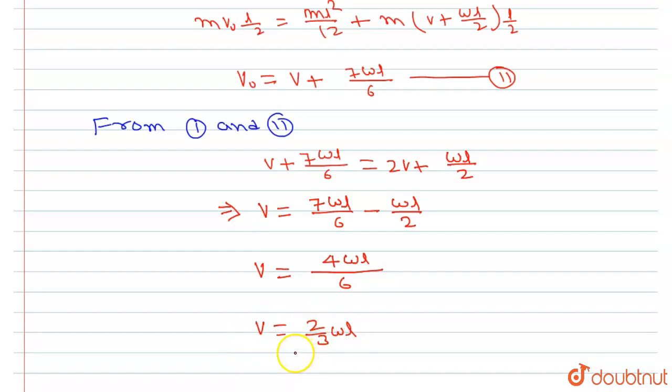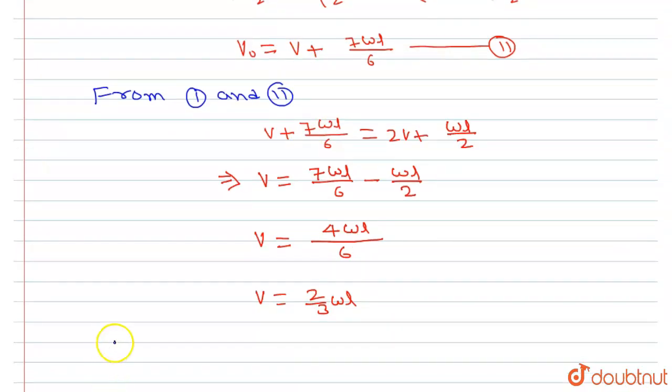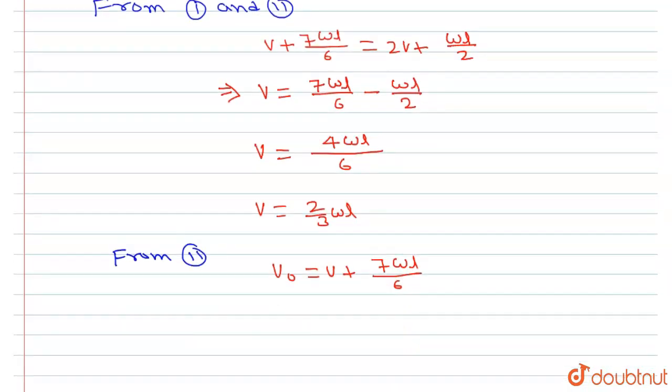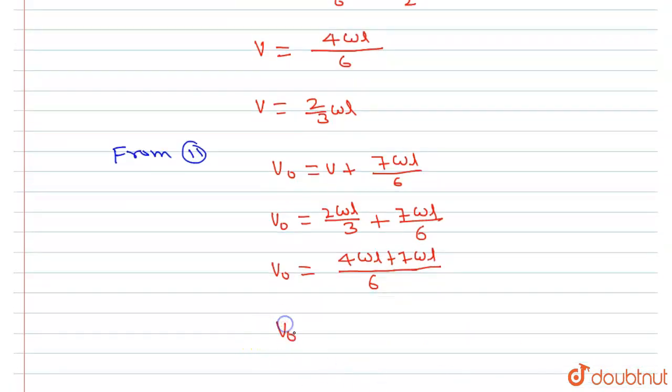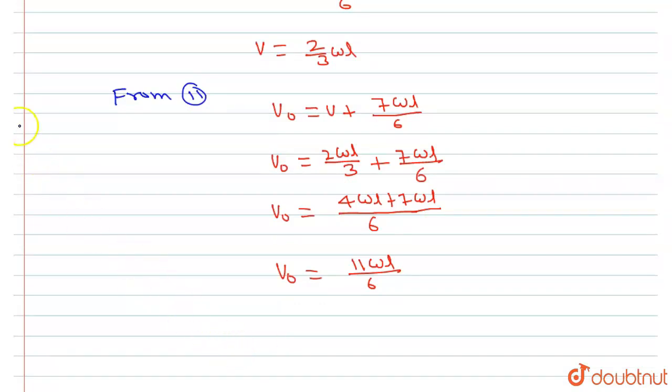Now we put this value in either equation. From the second equation, V0 equals V plus 7 omega L divided by 6, and V is 2 omega L by 3. So V0 equals 2 omega L divided by 3 plus 7 omega L divided by 6. Taking the LCM, V0 equals 4 omega L plus 7 omega L divided by 6, so V0 equals 11 omega L divided by 6. From here we can find the omega value just after the collision.